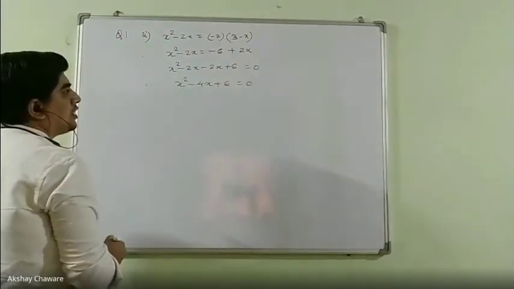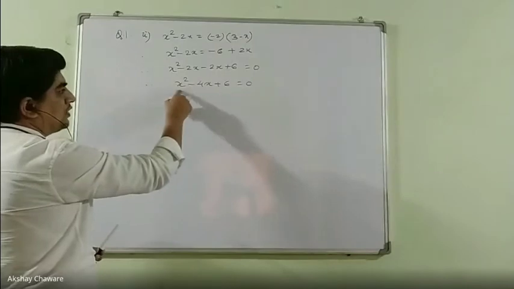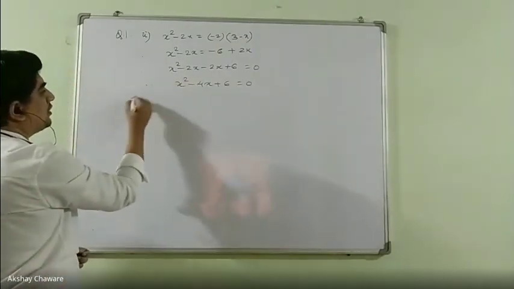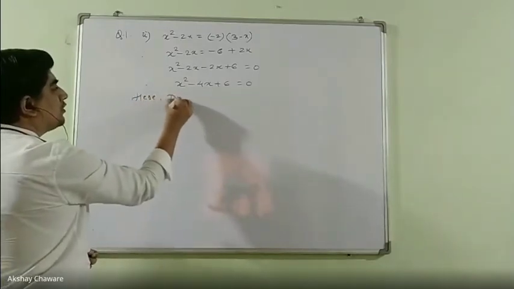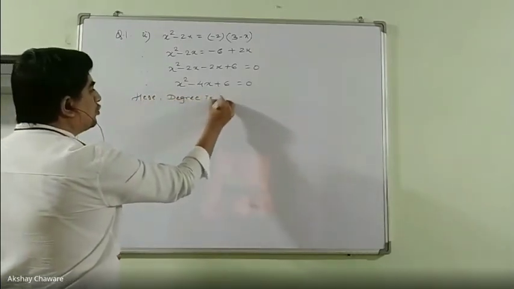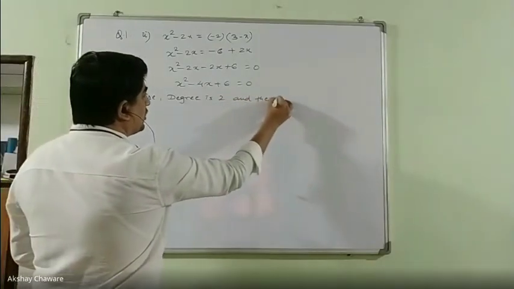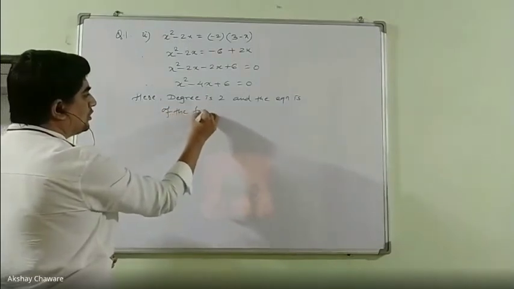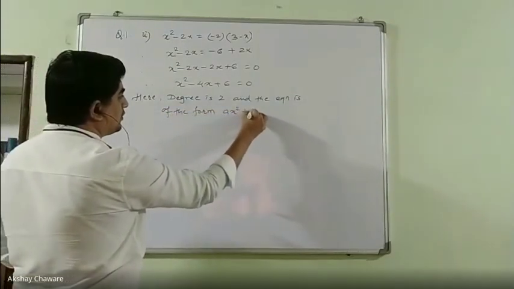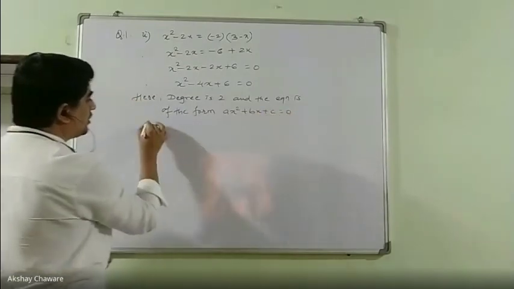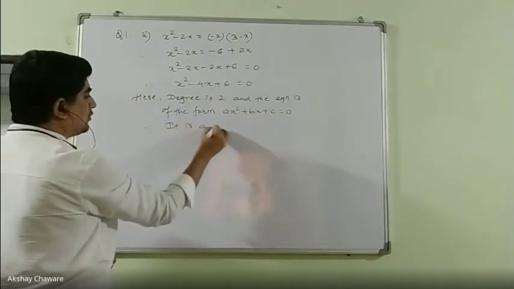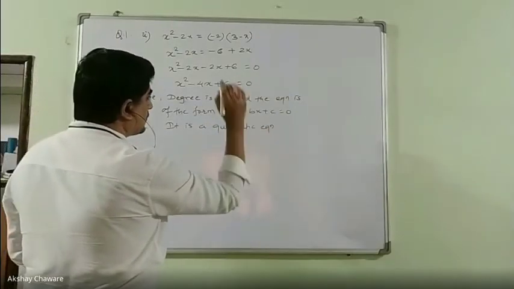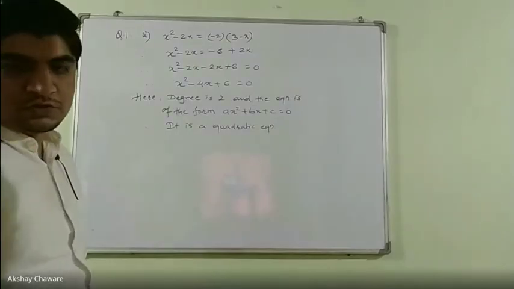Again, the highest power of the variable is 2 and it is of the form ax square plus bx plus c equals 0. So we write here, degree is 2 and the equation is of the form ax square plus bx plus c equals 0, and therefore it is a quadratic equation.